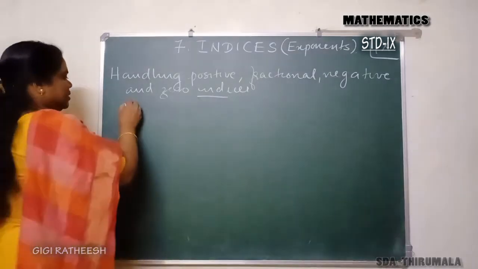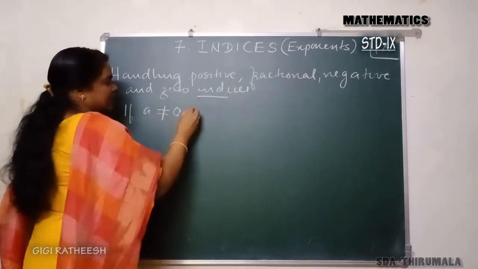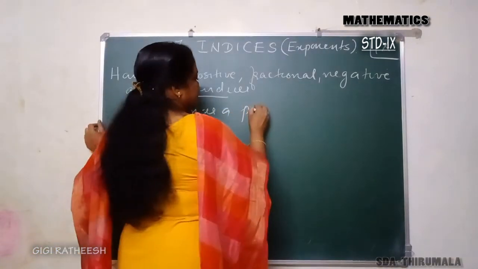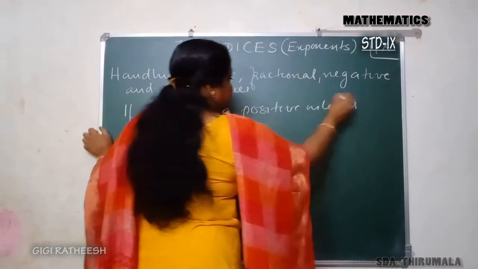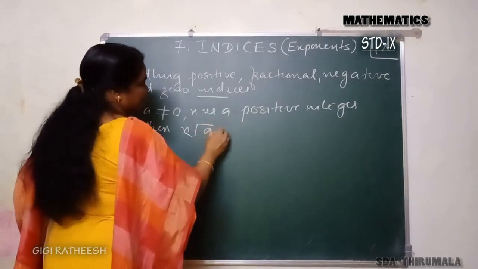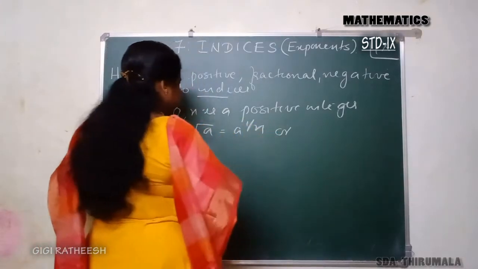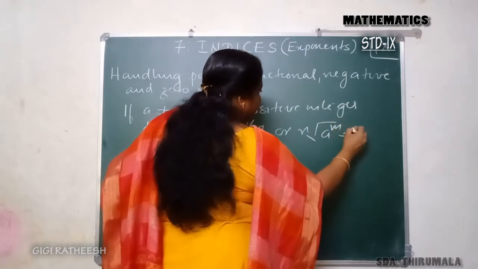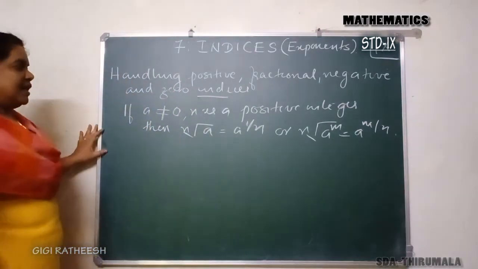Next one: if a is not equal to 0 and n is a positive integer, then the nth root of a is equal to a raised to 1 by n. Previously we said the nth root of a raised to m is equal to a raised to m by n.